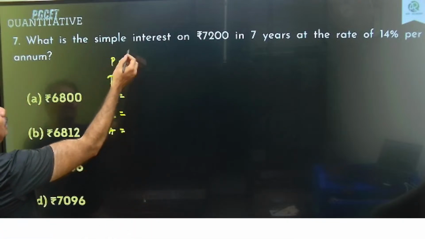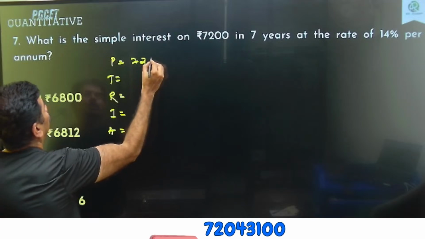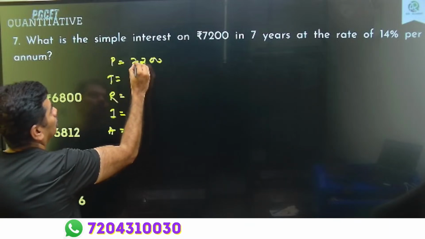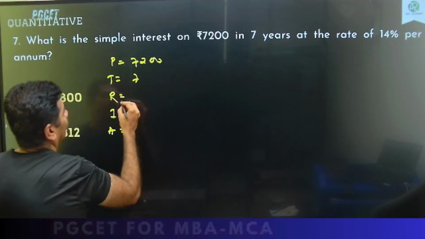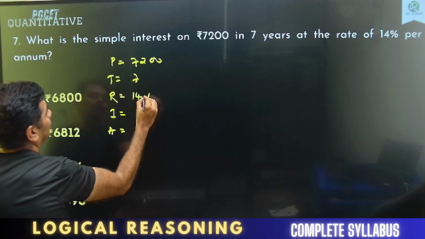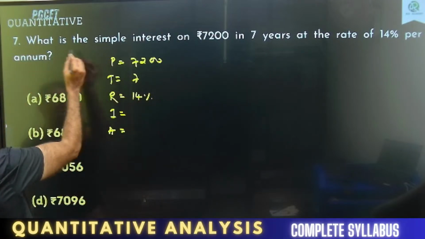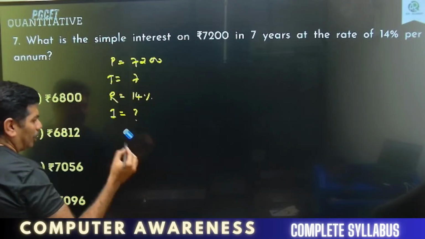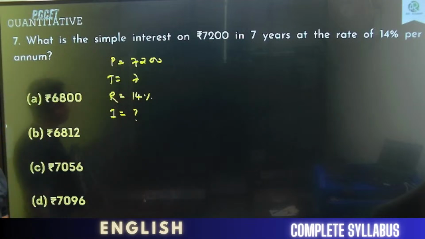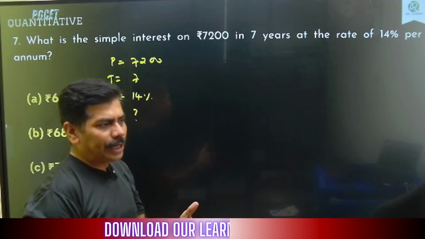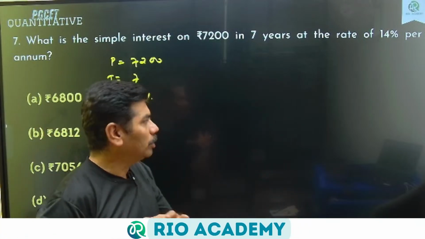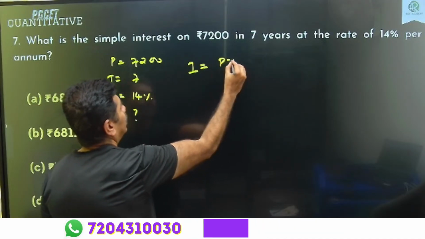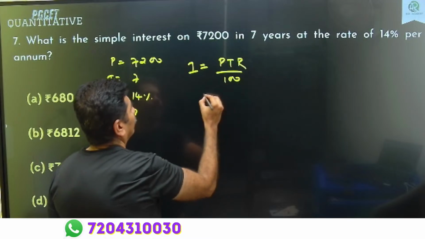So P is 7,200. What is the simple interest on 7,200 in time 7 years at the rate of interest 14% per annum? They have asked for the simple interest, so we will find I. They have not asked about A, so let's not bother about A. Now as I told you, given time all of you can solve it, but we will focus on the shortest possible method. I equals PTR by 100.